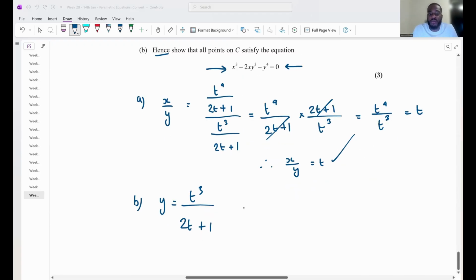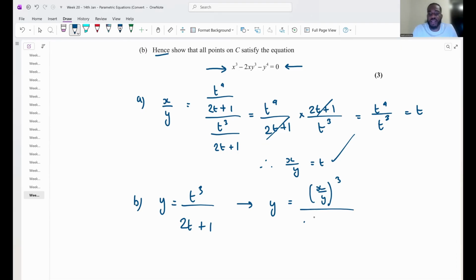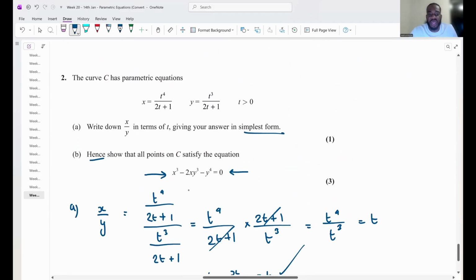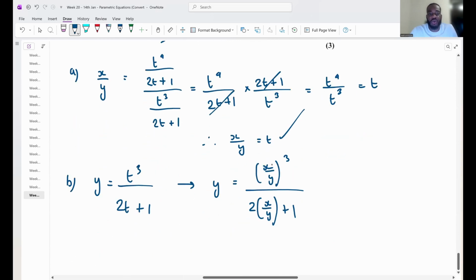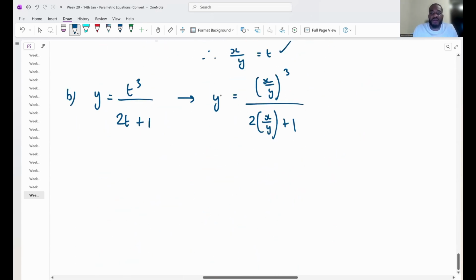So what I'm going to do is I'm going to plug in x over y for t because that's what t is equal to. It's x divided by y. So I'm going to have x over y all cubed over two lots of x over y plus 1, like that. So now we want to show that we get that there. So we don't want any fractions. So let's multiply by the denominator.